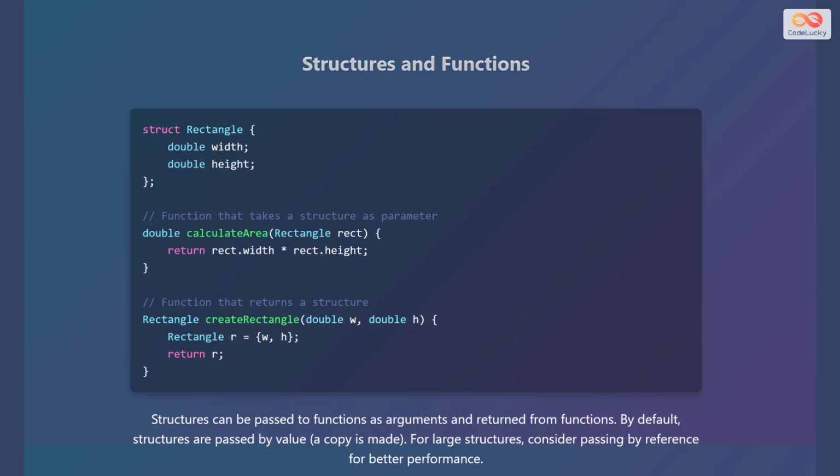Structures can be passed to functions as arguments and also returned from functions. Here we have a structure called rectangle, containing doubles for the width and the height. The function calculateArea takes a rectangle structure as a parameter and returns the area of the rectangle. The function createRectangle takes two doubles, w and h, as parameters and returns a rectangle structure with the specified width and height. By default, structures are passed to functions by value, meaning a copy is made. For large structures, consider passing them by reference for better performance.